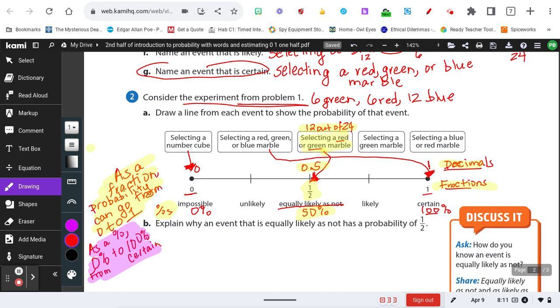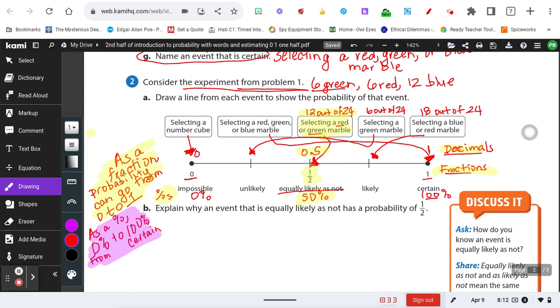All right, selecting a green one. Green is only 6 out of 24. It's 6 green out of 24 total. So let's go here and say that's unlikely. Selecting a blue or red marble. Blue is 12, and then red is 6. That's what I was thinking about just a minute ago. That's 18 out of 24. So 18 ways to get it, only 6 ways not to. So it's highly likely we'll pick a red or blue.